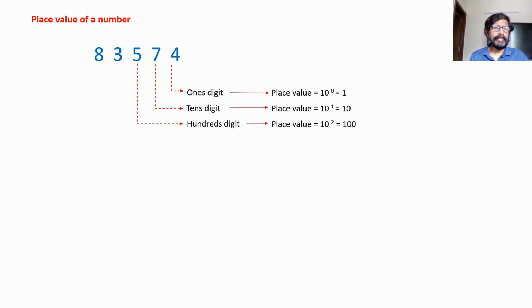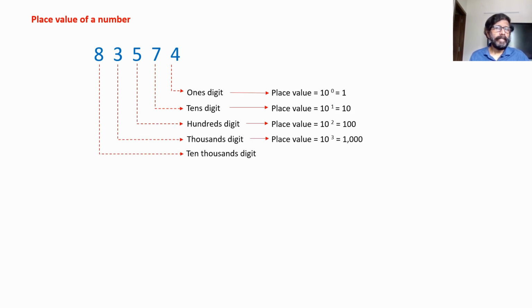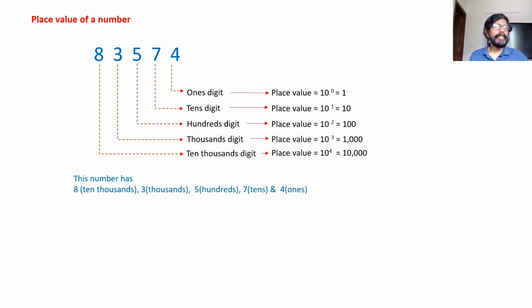5 is the hundreds digit. 3 is the thousands digit. And 8 is the 10,000s digit. So this number has 8 10,000s, 3 thousands, 5 hundreds, 7 tens and 4 ones. And it's read 83,574. I'm sure most of you are quite familiar with this.